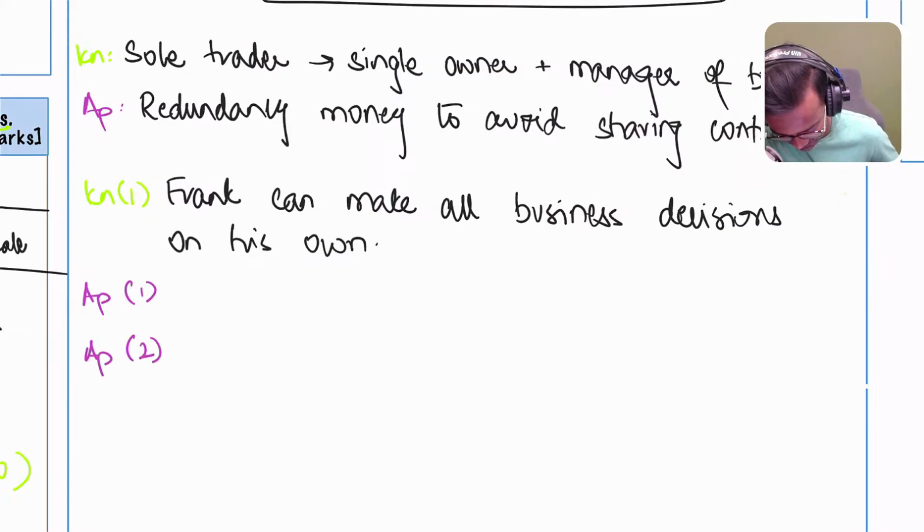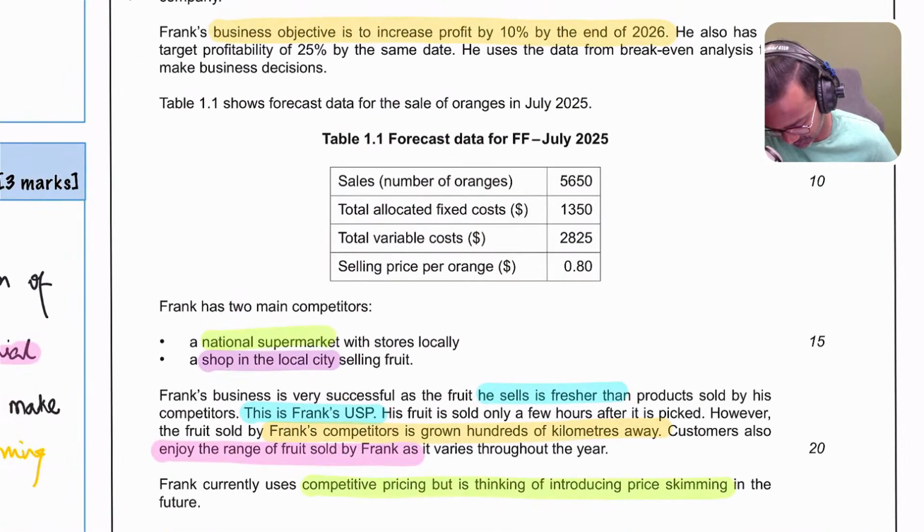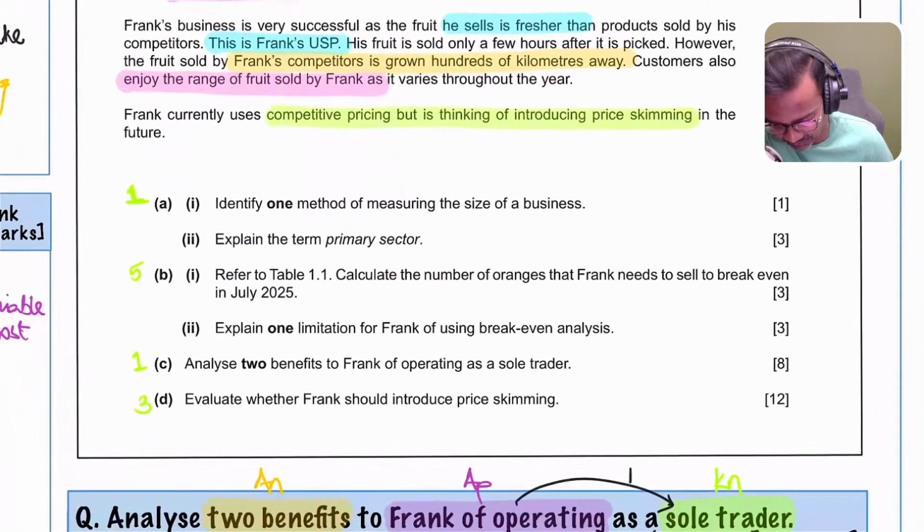Okay, so first, again going back to the case study, we can use things such as Frank decides the range of fruits that are being sold throughout the year. And what this has done is that it has made them a very successful business. And it's now so successful that they are considering price skimming, which might be a way to increase the revenue of the business. So I'm using as much information as I can from this piece, and then I'm going to make my application out of it.